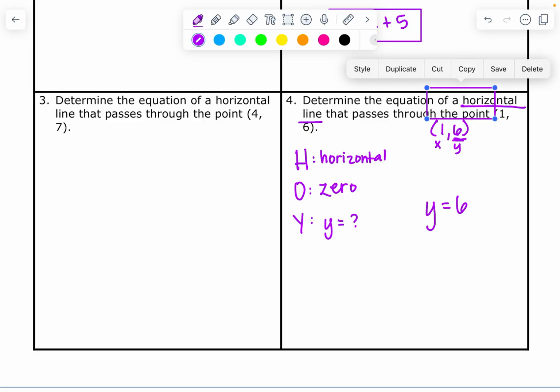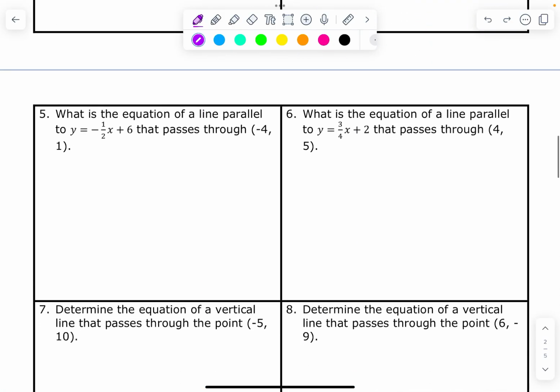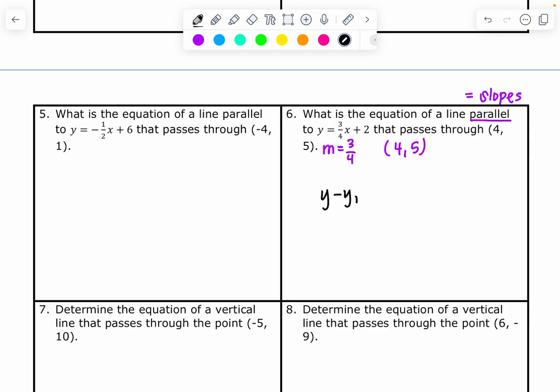Number 5. Just getting number 6. What is the equation of a line parallel to y equals 3/4 x plus 2 that passes through 4, 5? So parallel slopes are equal, don't forget. So the slope in this case is 3/4. And the point is 4, 5, which means, well, we can use point slope form. So y minus y1 equals m times x minus x1.